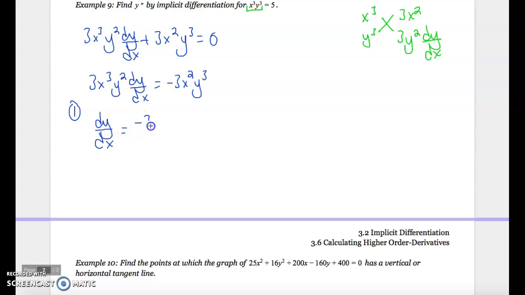So we'll get negative 3x squared y cubed over 3x cubed y squared, and we can actually reduce that quite a bit, can't we? So the 3's cancel. I'll be left with one y on top and one x on the bottom, so we'll just have negative y over x.